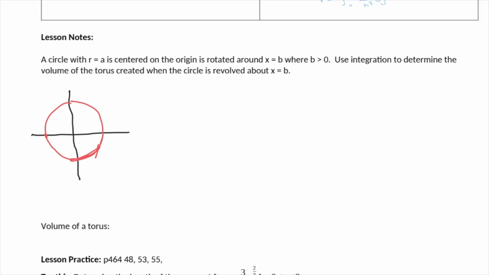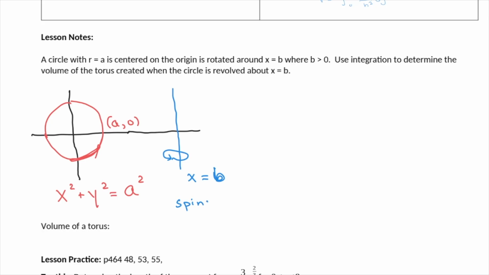So the radius is going to be a, so we have a, 0 as one of our points. Centered at the origin, we know that x squared plus y squared is going to be equal to a squared for the equation of your circle. We're going to take your circle and we're going to spin it about the axis. In this case, we have x equals b. With x equals b, you know that you're parallel to the y-axis, so we're going to spin y and then decide if we're going to use y values or x values in our equation.